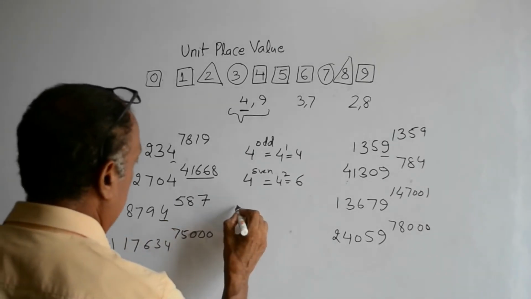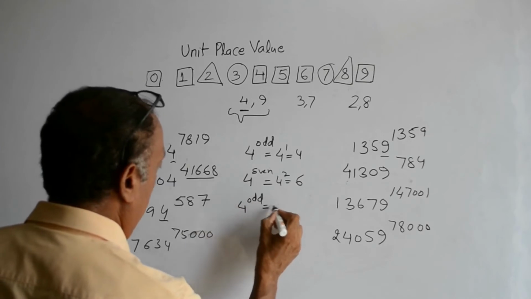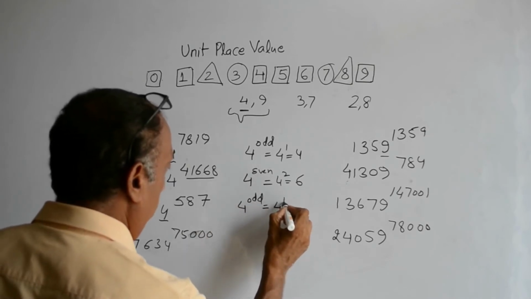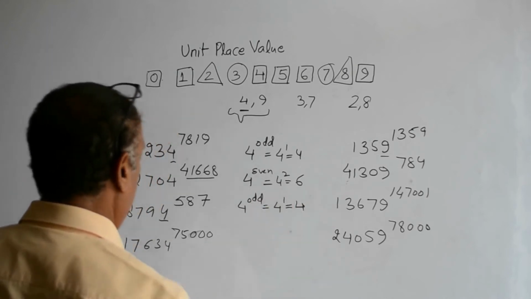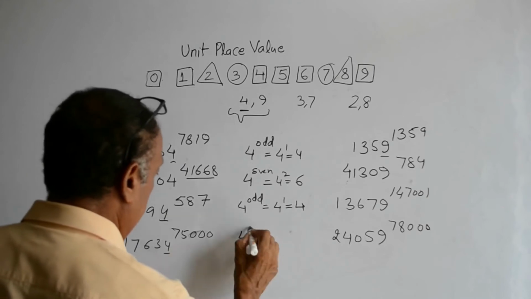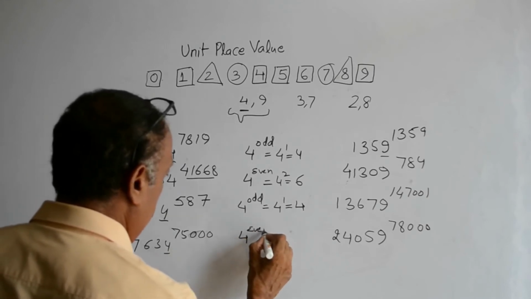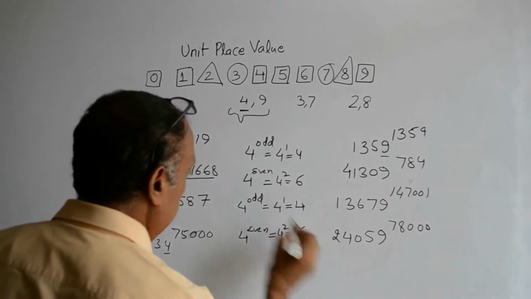4 raised to power odd number means 4 raised to power 1. It is equal to 4. 4 raised to power even number, even means 4 raised to power 2. So the answer is 6.